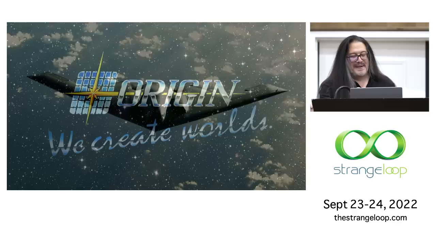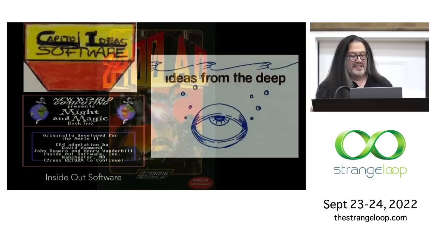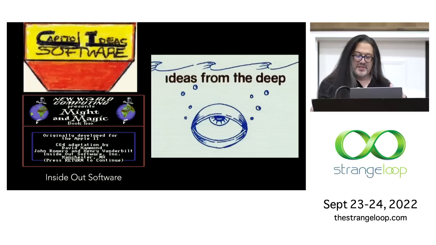And then after high school, I kept making games, and by 1987, I was working at Origin Systems. My first job was porting 2400 A.D. from the Apple II to the Commodore 64 computer. And by this time, I had made 74 games and three previous game startup companies, which were called Capital Idea Software, Inside Out Software, where I ported Might and Magic 2 to the Commodore 64, and Ideas from the Deep, and I was 21 years old.